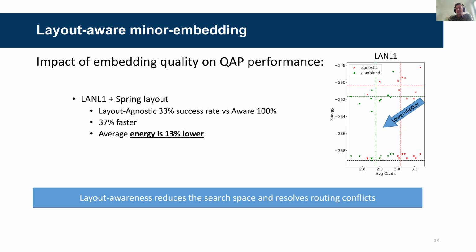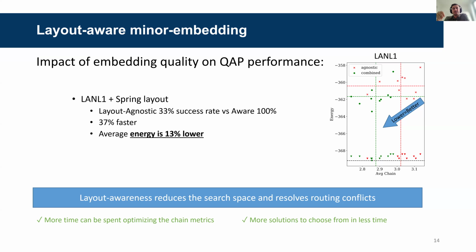We interpret these numbers as the result of the reduction of the search space. It helps us resolve routing conflicts earlier. And so adding layout awareness means we have more time to optimize the minor embedding. And we have at the end more solutions to choose from. We can pick from different embeddings if we get them faster.